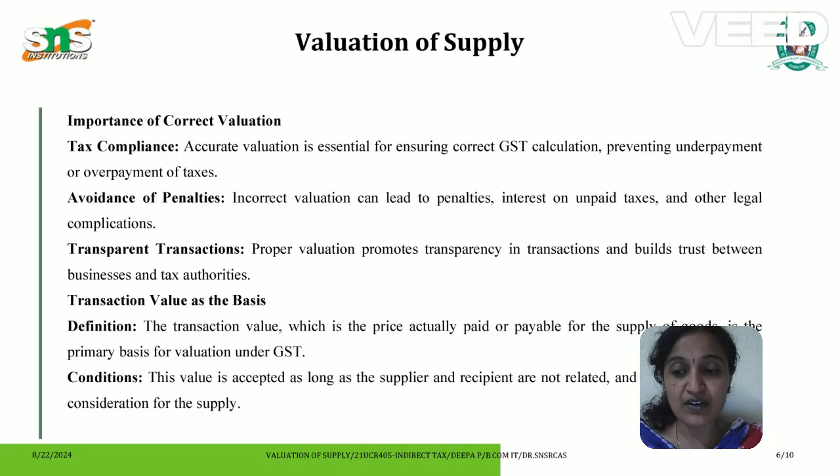Tax compliance. Accurate valuation is essential for ensuring correct GST calculation, preventing underpayment or overpayment of taxes, and avoidance of penalties. It can help avoid penalties, interest on unpaid taxes, and other legal complications. Transparent transactions. Proper valuation promotes transparency in transactions and builds trust between businesses and tax authorities. Transaction value as the basis. The transaction value, which is the price actually paid or payable for the supply of goods, is the primary basis for the valuation under GST.